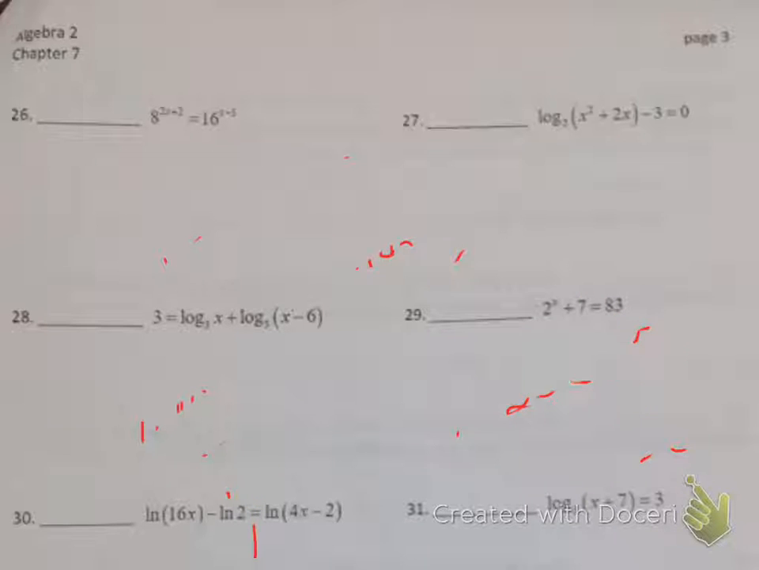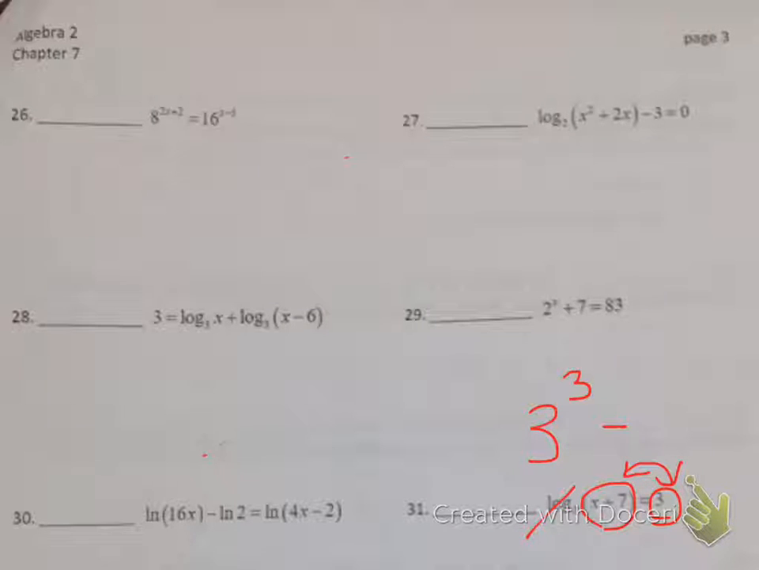So number 31 is log base 3 of x plus 7. Now I can't subtract 7 yet because 7 is inside that parentheses. So going up again, I'm going to change this from logarithmic form to exponential form. I need to get rid of the log, I keep the 3, and I change the x plus 7 in this 3. So 3 to the third power is equal to x plus 7. 3 to the third power is 27, and then I need to solve for x, so I subtract 7. X is equal to 20.